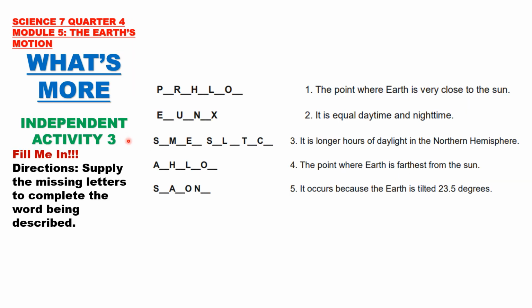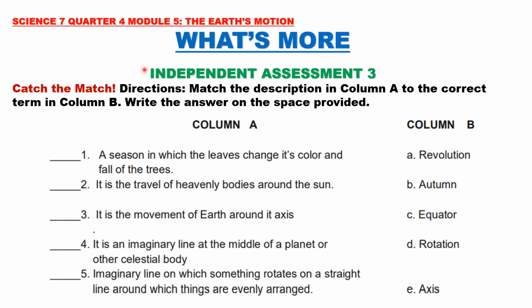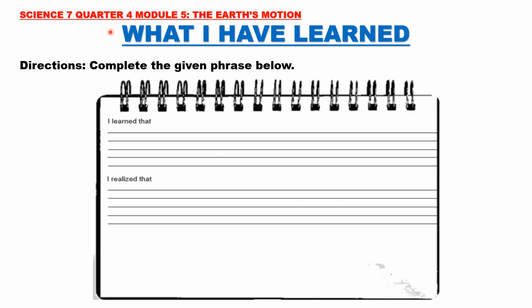Independent Activity 3. Fill me in. Supply the missing letters to complete the word being described. Independent Assessment 3. Match the description in column A to the correct term in column B. So your choices are revolution, autumn, equator, rotation, and axis. What I have learned. Complete the given phrase below. I learned that. I realized that.